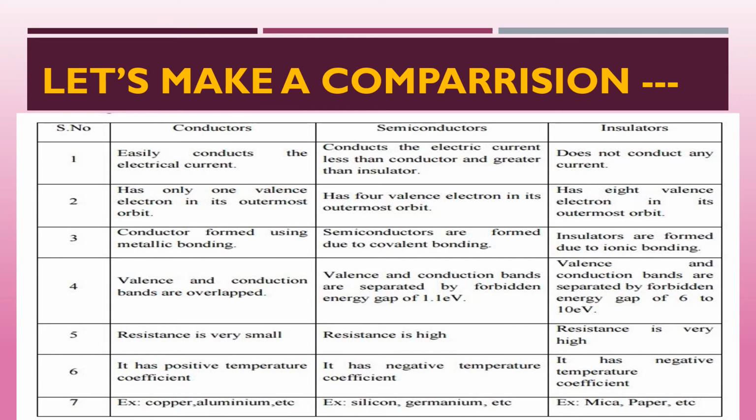Insulators are those materials which do not conduct any current. They have 8 valence electrons in their outermost orbit. Insulators are formed due to ionic bonding. Valence and conduction bands are separated by a forbidden energy gap of 6 to 10 electron volt. Their resistance is very high. They have a negative temperature coefficient. Commonly known examples are mica, paper, etc.